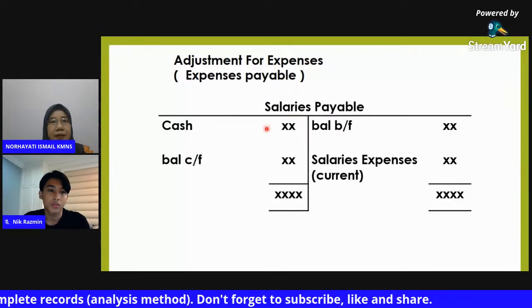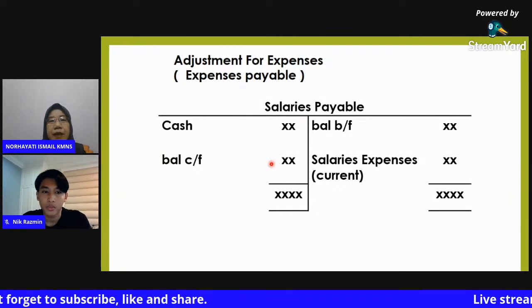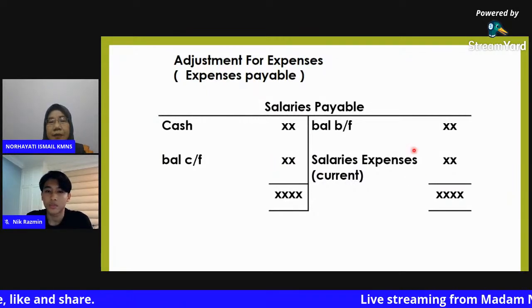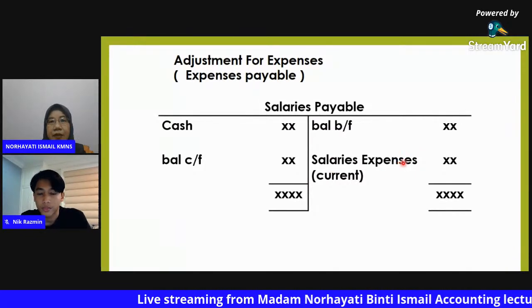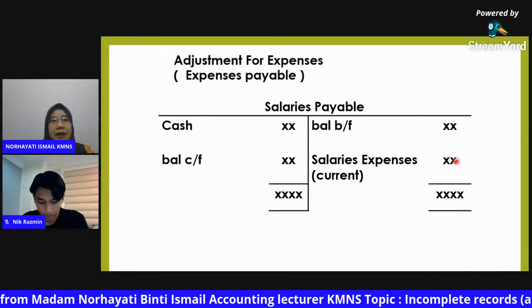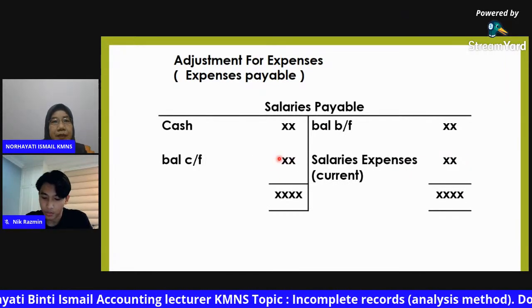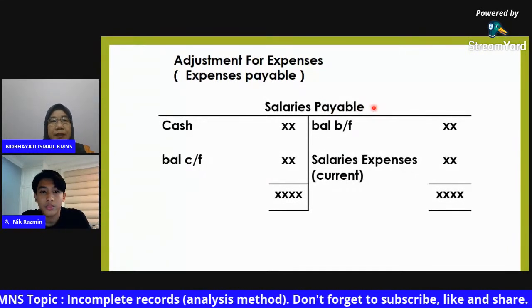And the third one, given in the question, ending balance. So then you can find out the missing figure, salaries expenses. Okay, this one we have to record in the statement of income. And this one, the balance carried forward, this is liability. We must record in the financial position.